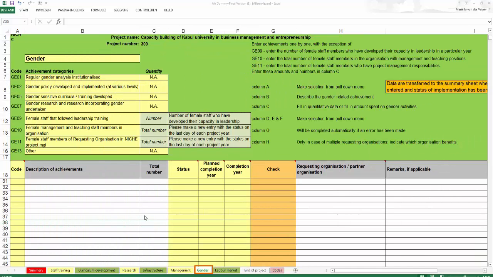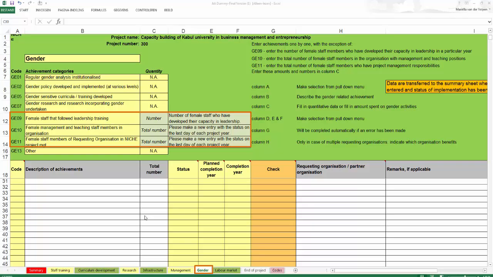This is the sheet for one of the cross-cutting themes of niche, gender. What is special here is the categories GE09, GE10 and GE11. GE09, women in the organization who followed leadership training, will overlap with information already listed in the staff training sheet, right? You're right. Now, GE10 is special because here you must submit data for the whole organization, not only for the unit concerned by the project.